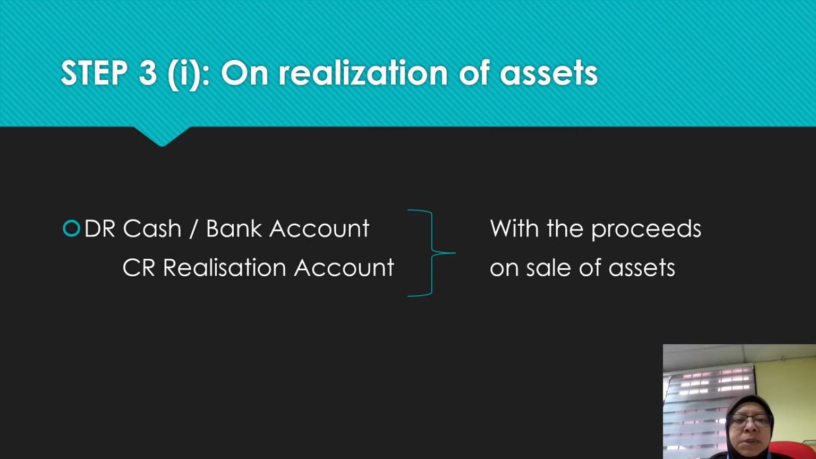Step 3. In step 3, I divide it into 5 sub steps. The first one is when we decide to sell our assets. The partnership needs to decide the amount to be charged on the assets to be sold to third parties. Every time they collect the proceeds from the sale of an asset, they receive money. That's why we debit our cash, and we credit our realization account.